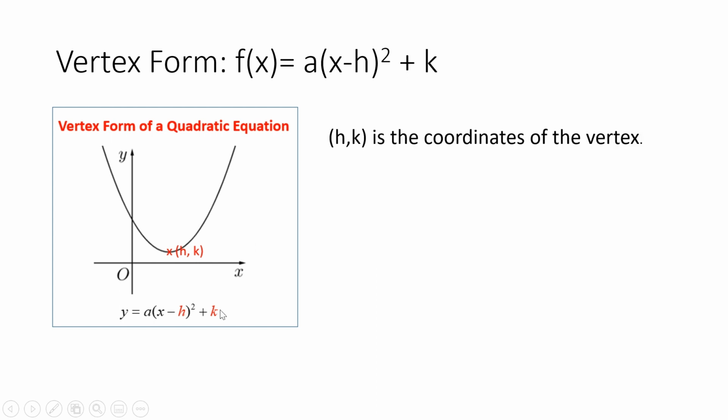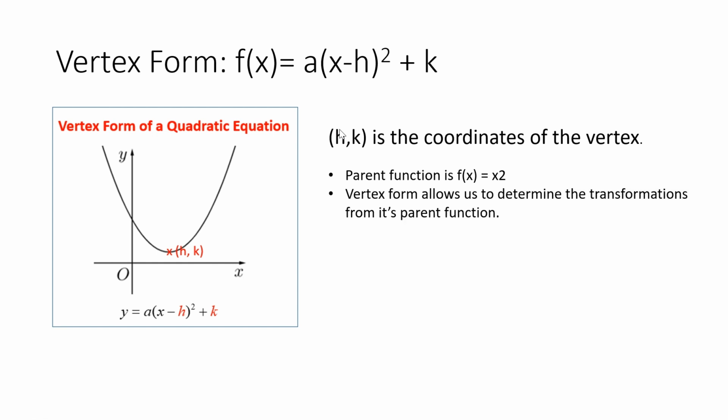Now, what does all this mean? Well, h comma k are the coordinates of the vertex. So the h is the x value of the vertex, and k is the y value of the vertex. Now, vertex form is compared to the parent function x squared. Vertex form allows us to determine the transformations from its parent form using where the vertex ends up.